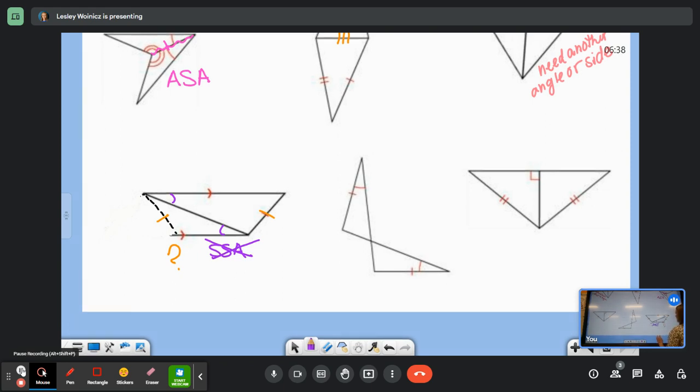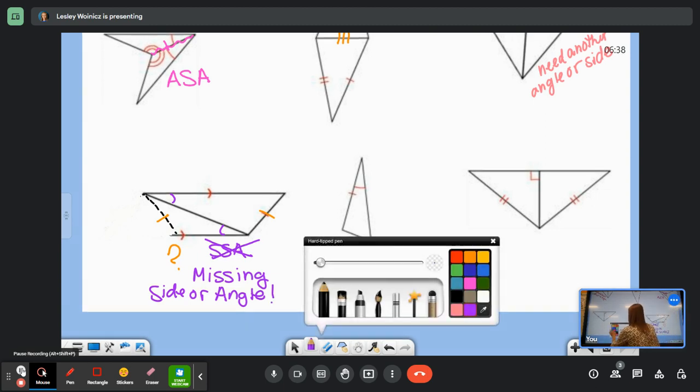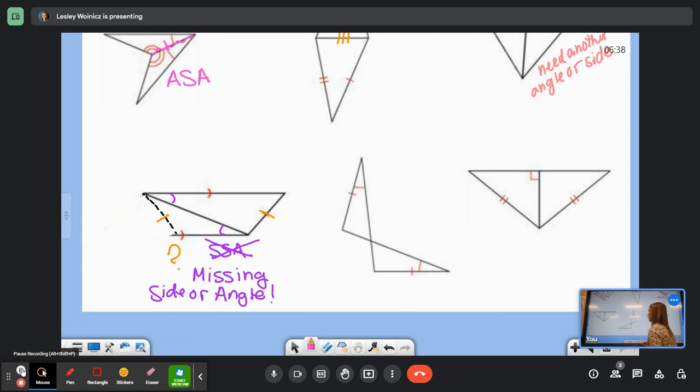So we're missing another side or an angle. Let's see. All right, so I have a pair of vertical angles right here. So I have this angle, and that side. This looks like angle, angle, side to me.